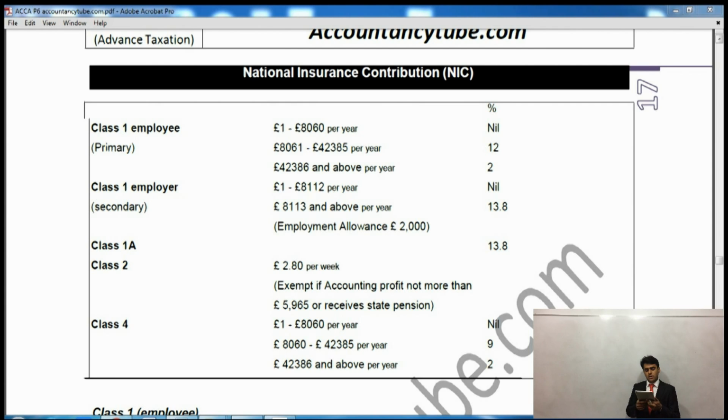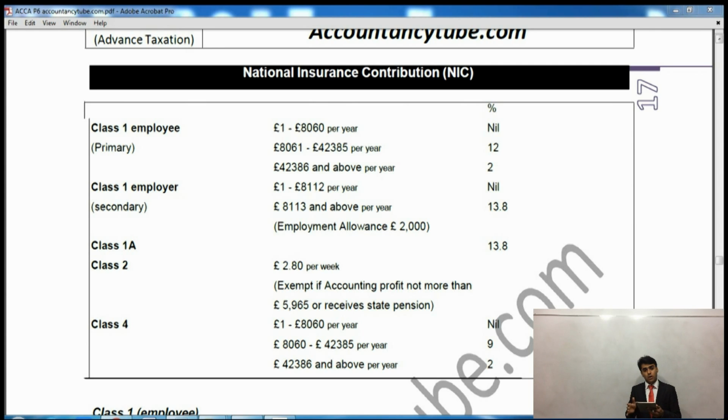then what you will have to do is 30,000 less 8,060, because 8,060 is exempt anyway. So 30,000 less 8,060, whatever it is, you will have to pay NI at the rate of 12%. Say for example, if your earning is £50,000 a year, then you'll have to deduct 42,375 less 8,061. That bit will be taxed at the rate of 12%, and 50,000 less 42,375, whatever the remaining one is, will be taxed at the rate of 2%.